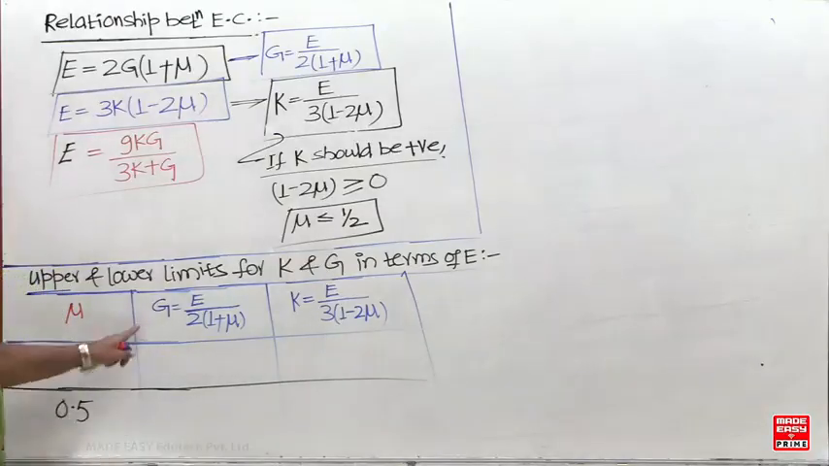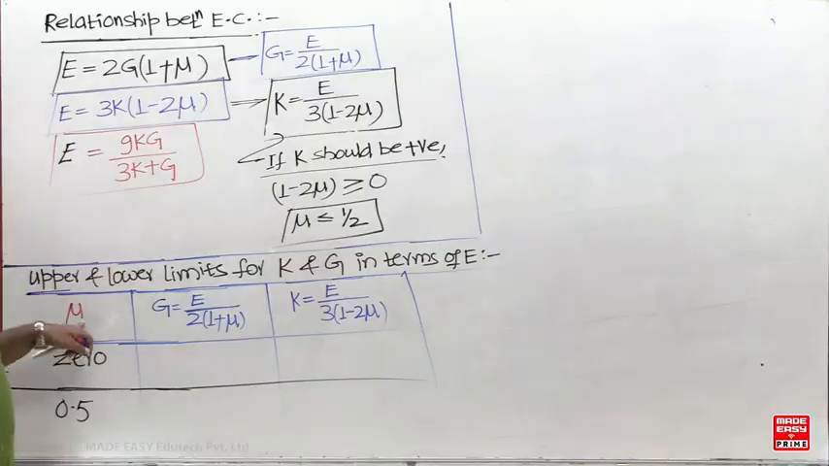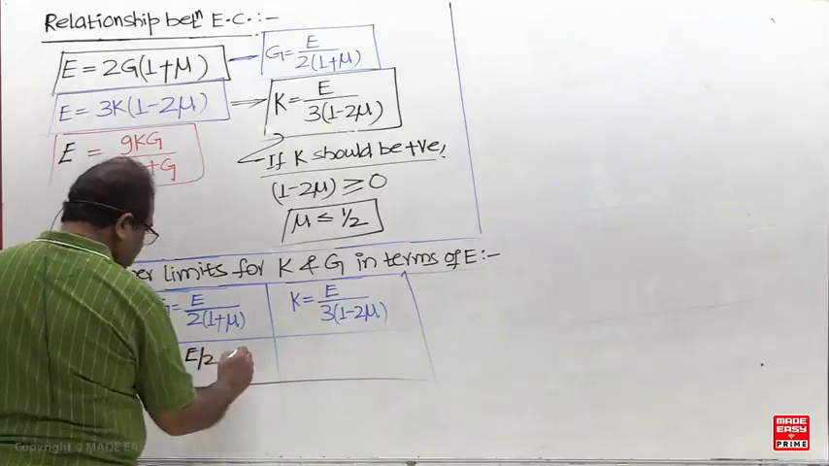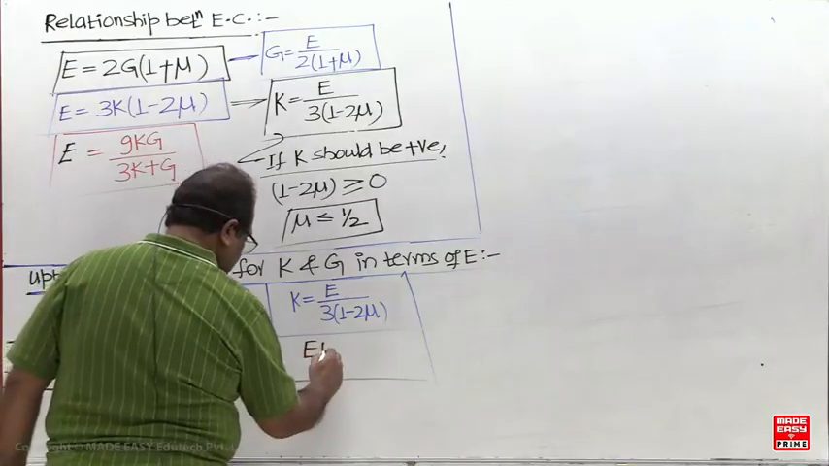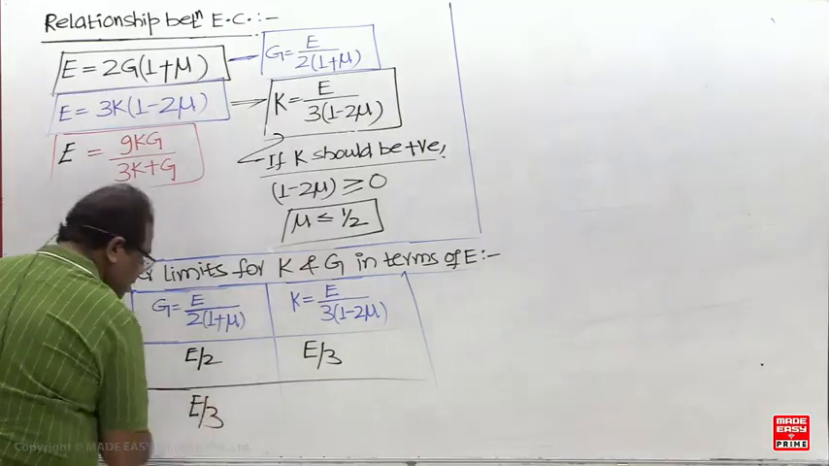Now can you write this down? What are the limits for mu? The lower limit is 0, and the upper limit is half. Now write down these values: E by 2, E by 3. This is E by 3.